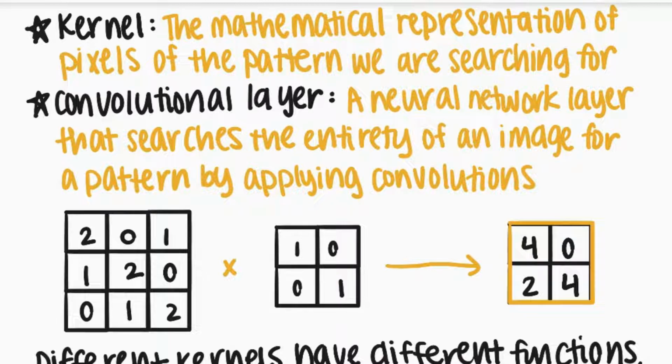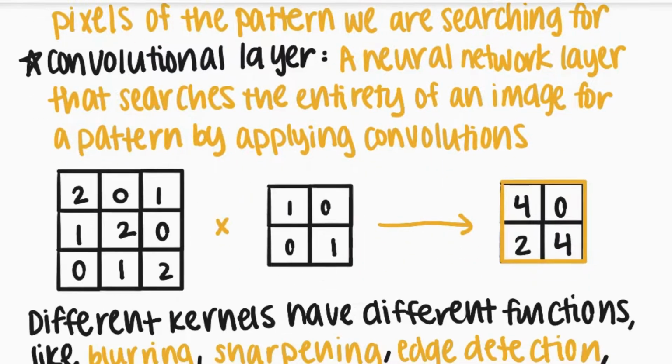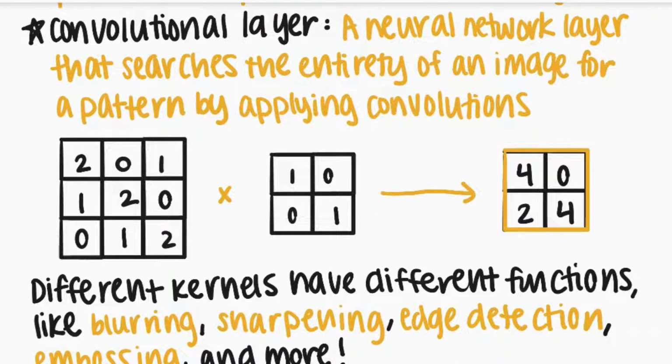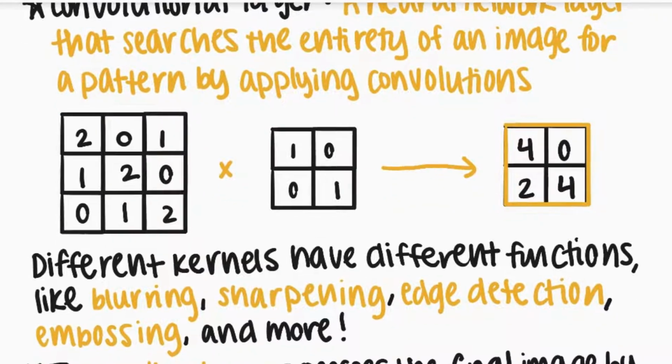And so as we apply different kernels, we can check for different functions. Different kernels can do things like blurring, sharpening, edge detection, embossing, and more. And so as we pass the image through several convolutional layers, we process it in different ways to make it easier to detect certain features.